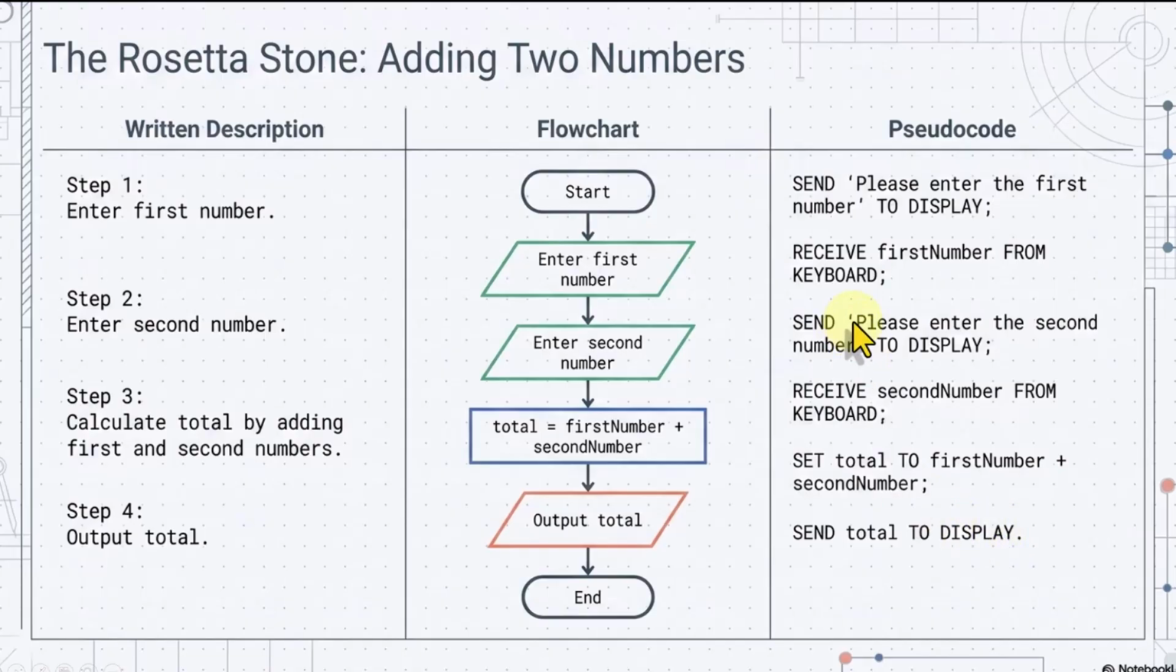Remember one thing: in send please enter the second number, that is written inside quotation marks, so exactly this will be displayed. But total is not written inside quotation marks, which means total is a variable and you have to display the value of that. So that is a very simple example for written description, flowchart and pseudocode.